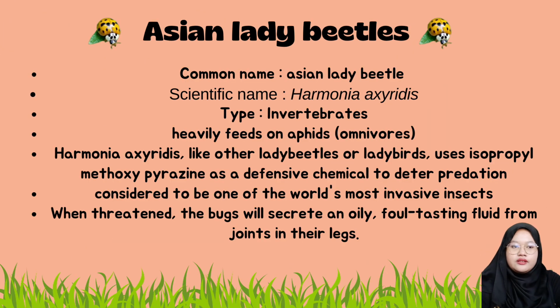Next, the least abundant ones are Asian lady beetles, or scientifically named as Harmonia axyridis. Their type is invertebrates and they heavily feed on aphids. They are omnivores. Harmonia axyridis, like other lady beetles or ladybirds, uses isopropyl methoxypyrazine as a defensive mechanism to deter predation. It is considered to be one of the world's most invasive insects along with ladybugs. When threatened, the bugs will secrete an oily, foul-tasting fluid from joints in their legs.